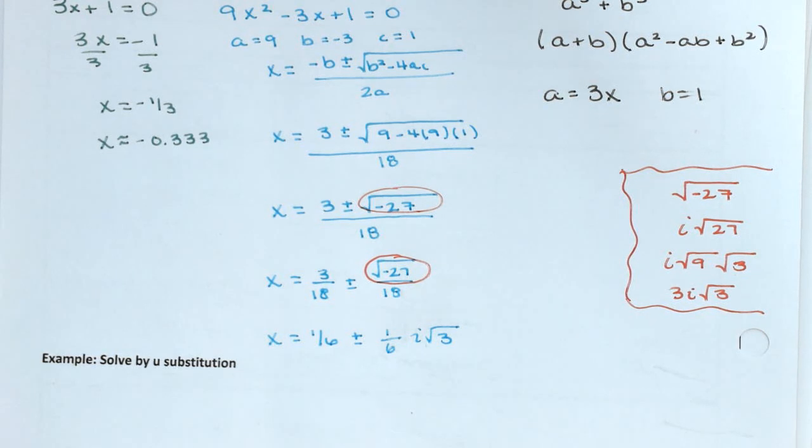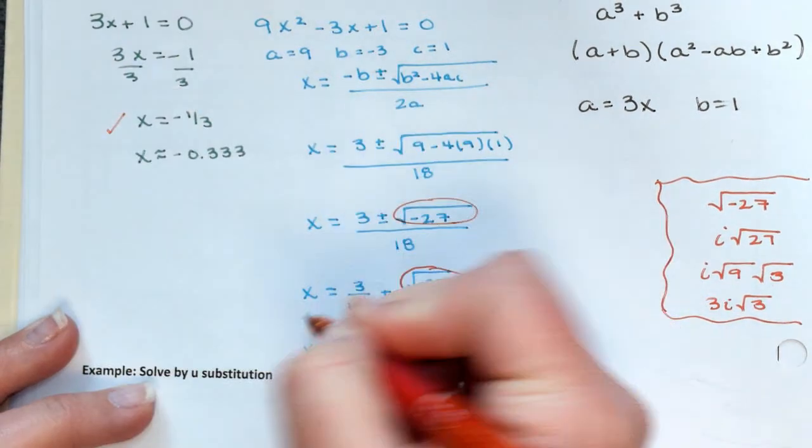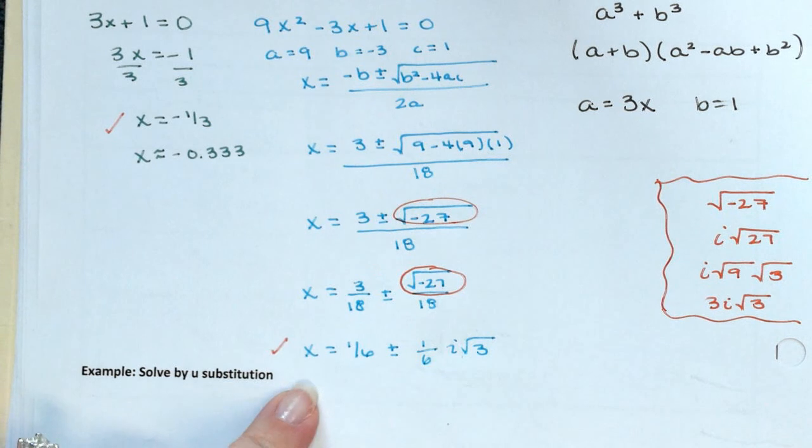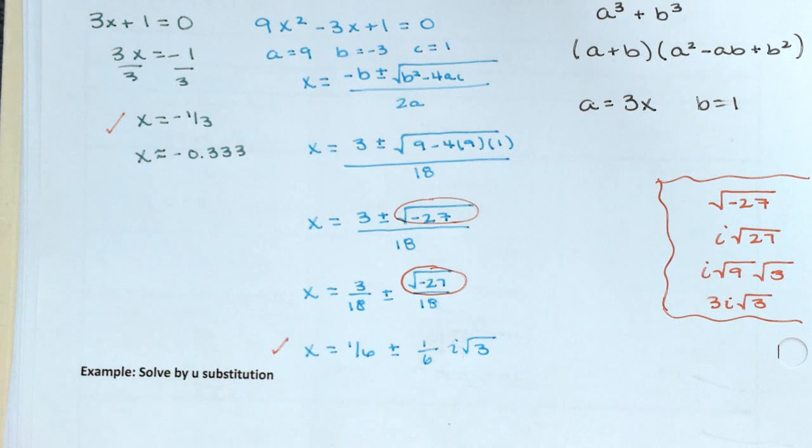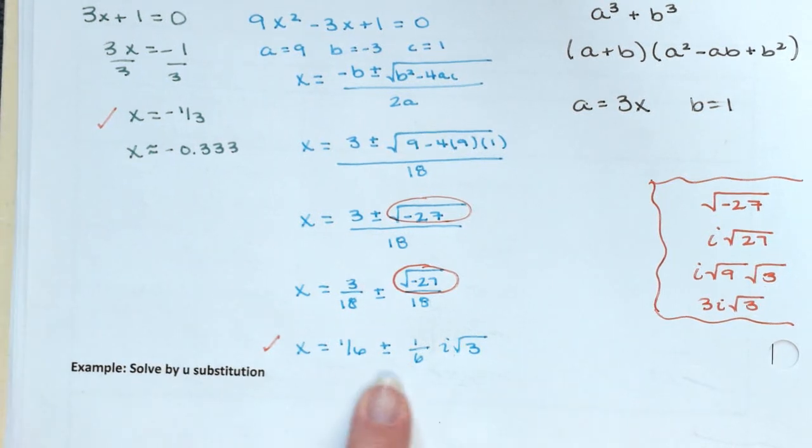Okay, but wait a minute. Do I only have 2 solutions then? I have one solution here and one solution here? Is that right? I only have 2 solutions. Aren't I supposed to have 3? How many solutions are right here? 2. Why?